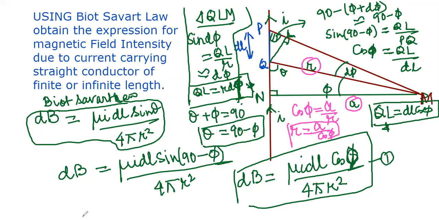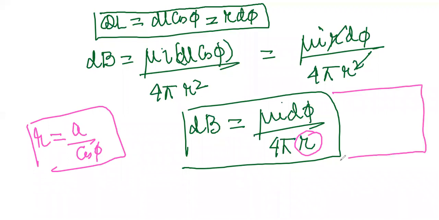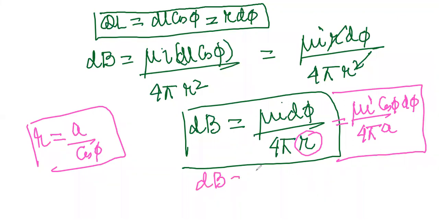So I replace R equal to A upon cos phi in this particular equation. What shall I get? This dB will be equal to mu I by 4 pi, A by cos phi will go to the numerator, d phi. Am I clear to all of you? So this is the dB portion we have got. Now we have to integrate basically. So dB equals mu I by 4 pi A into cos phi d phi.